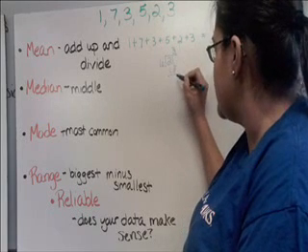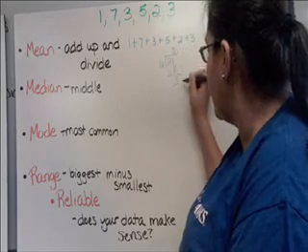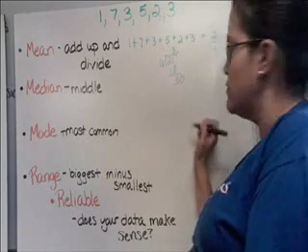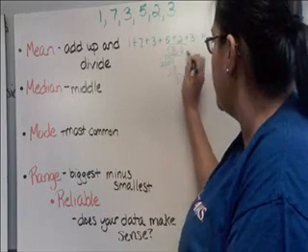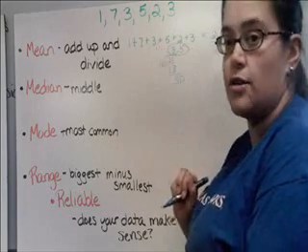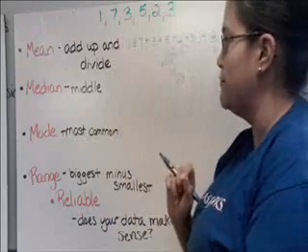3 times 6 is 18. 21 minus 18 is 3. Add a decimal, bring down a 0. 6 into 30 is 5. So my mean, or sometimes it's also called average, is 3.5 of this information here. Okay?